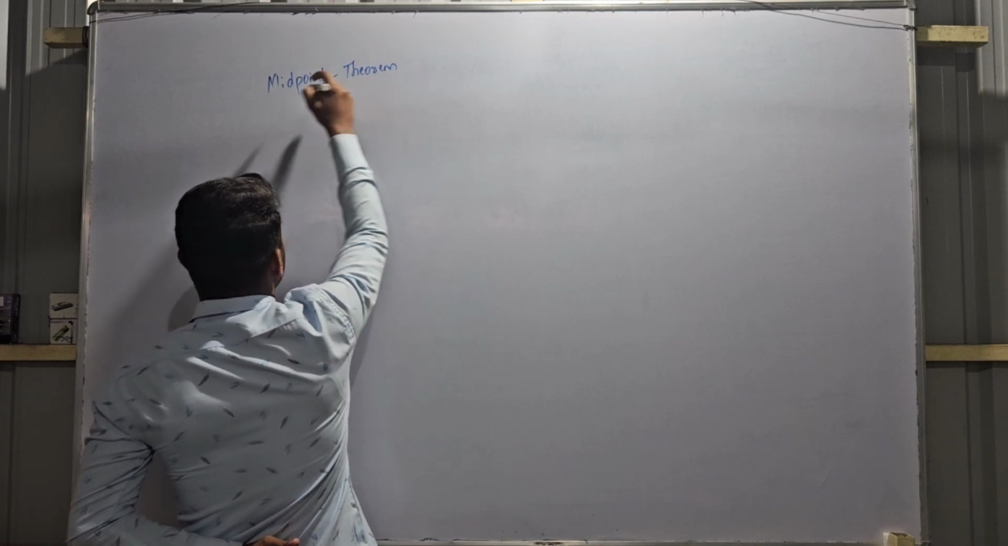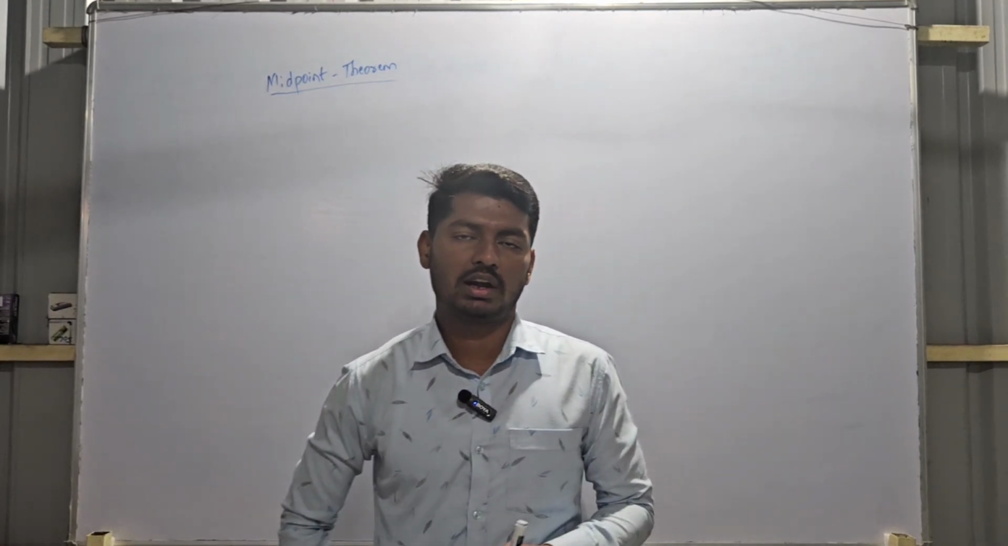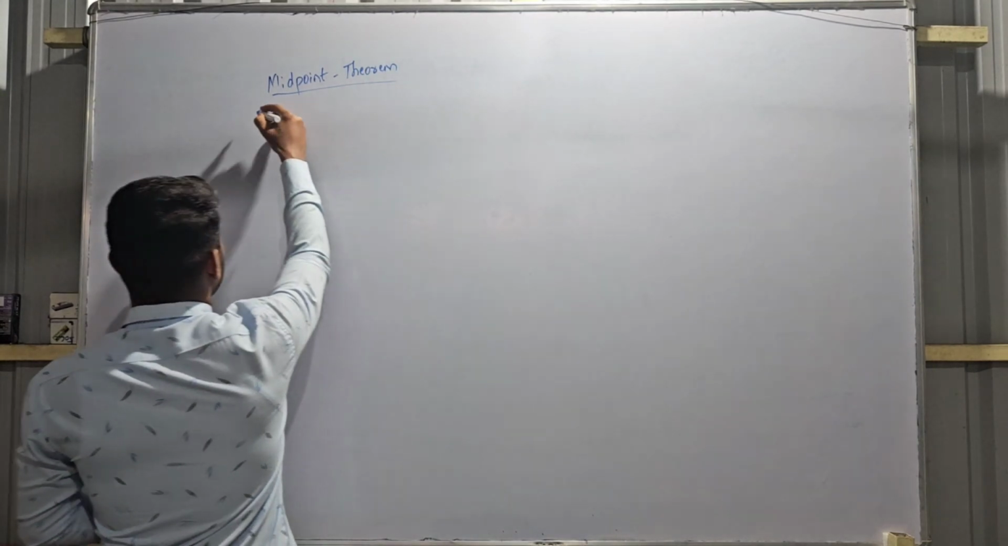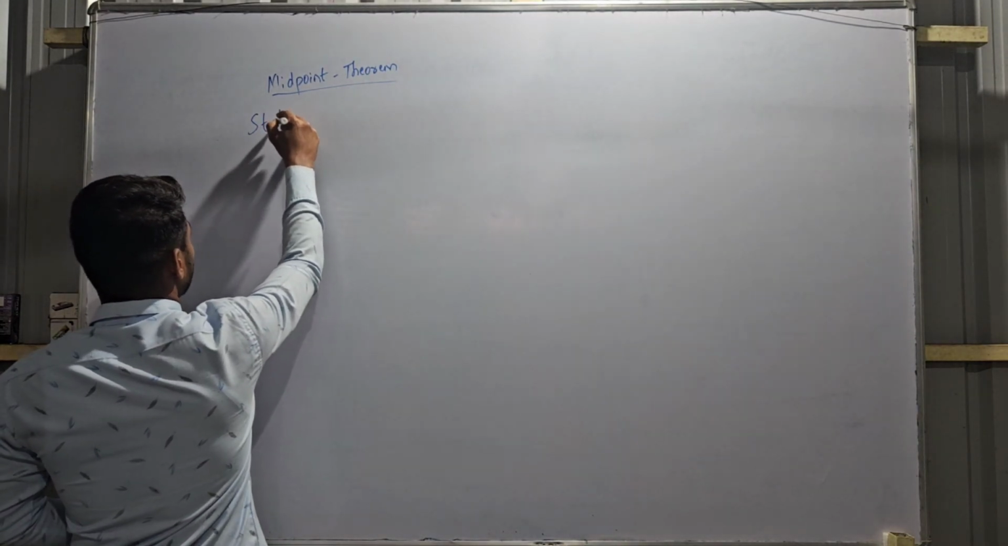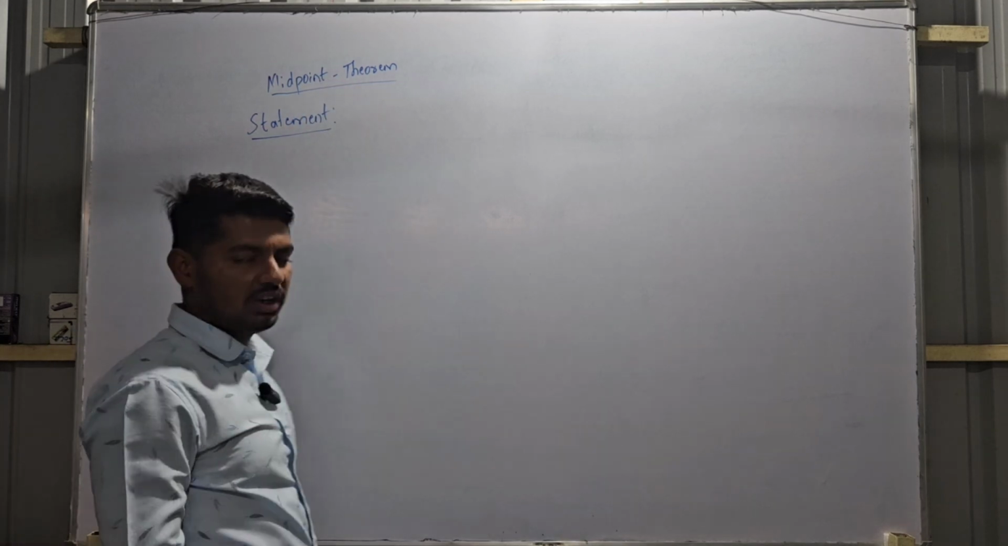Okay, we will have the proof for this theorem. So the midpoint theorem is based on a triangle. So it is applied to one triangle, which we will see directly. We will see the statement first, then we will go through the explanation. Statement of the midpoint theorem. What is the midpoint theorem?